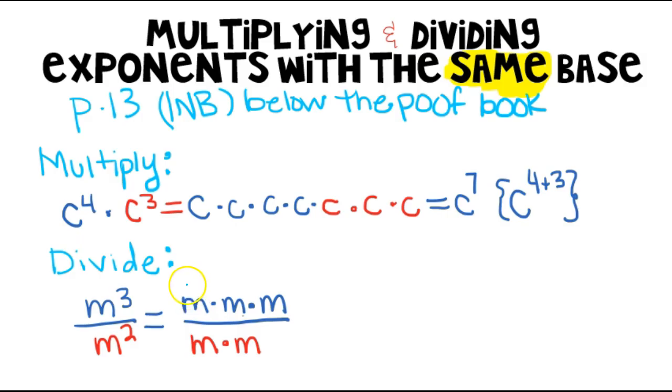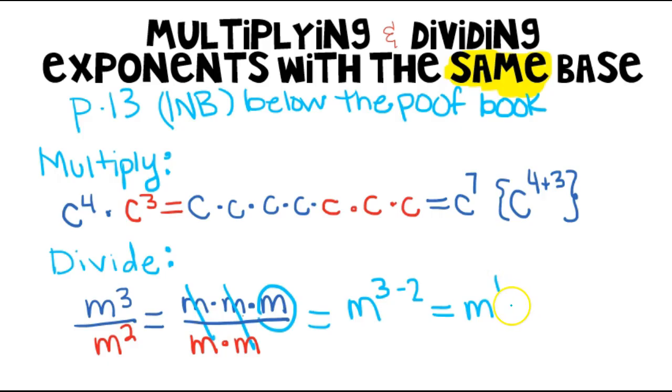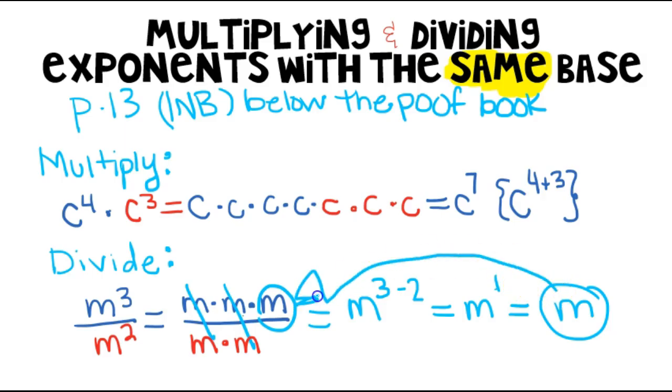Now, if I'm going to simplify this, we have our m's canceling out. All we're left with is 1m. So, in division, if we want to divide same base exponents, all we need to do is take the base and subtract the exponents. M to the 3 minus 2 will give us m to the first power, and as we know, we can also just write this as m. So we've essentially got our m right there.